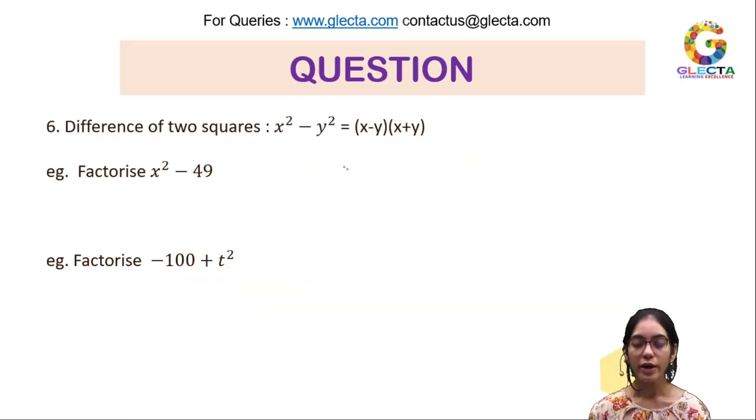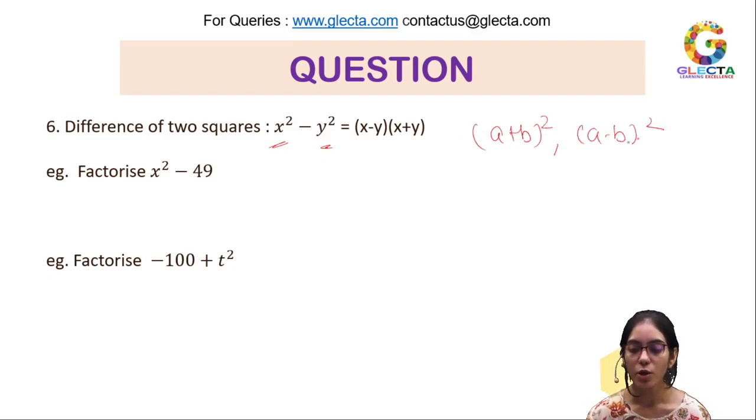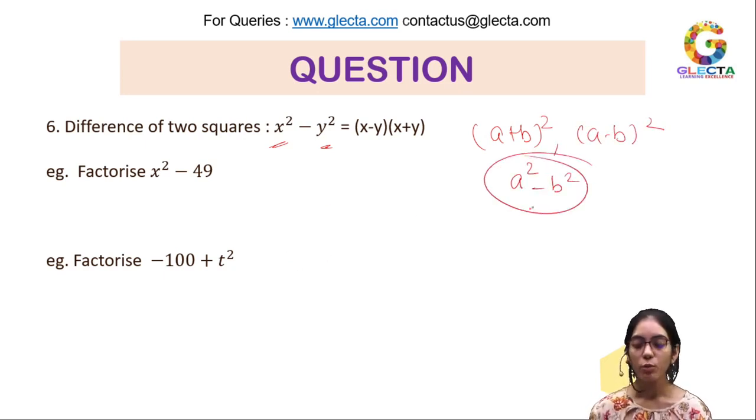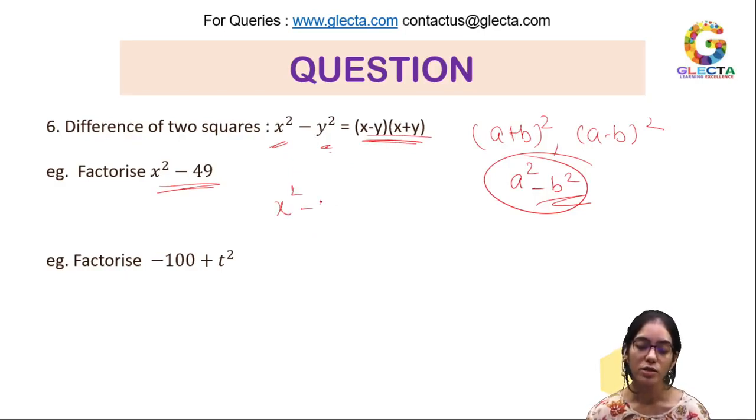Okay, we have talked about a plus b whole square, and we have dealt with a minus b whole square. Suppose we are given a square minus b square, then what will we do? So x square minus y square results in x minus y into x plus y. So we can see how it is done. See, x square minus 49 can be written as x square minus 7x plus 7x minus 49. Since minus 7x plus 7x results in 0, it is okay to write it in this way.